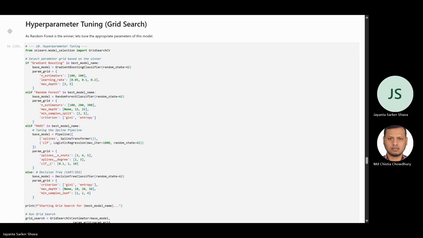Thank you. Welcome back, myself Jayanta. So previously you have already seen random forest is the winner. Now we will try to get the best out of this algorithm by doing hyperparameter tuning.